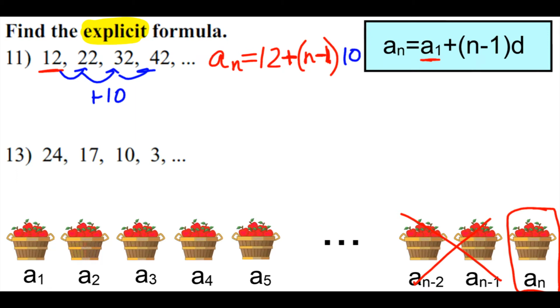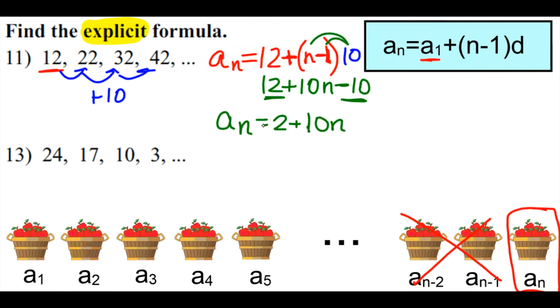The rest of this is just we're going to simplify. So let's distribute that 10. And we would have 12 plus 10n minus 10. And then look at your like terms there. 12 minus 10 is 2. 2 plus 10n. So remember, we want an equals 2 plus 10n. That is an explicit formula for the nth term.